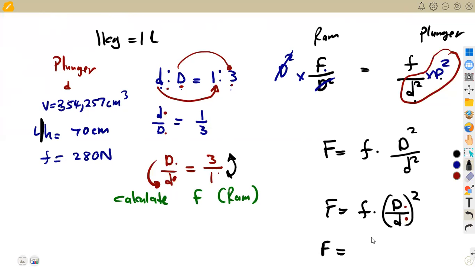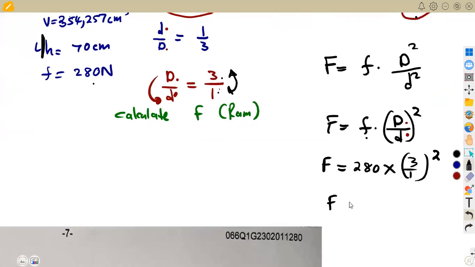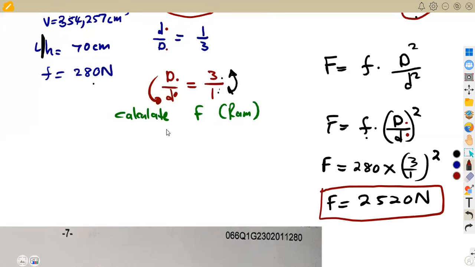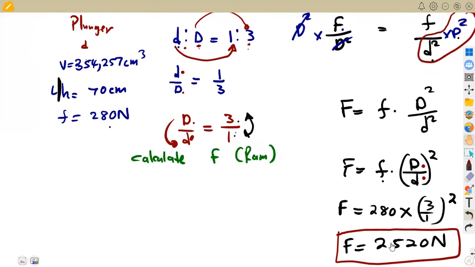So our force on the ram is going to be the force on the plunger, which is 280, multiplied by the ratio. Now we are inserting the numerical values because we are given a ratio of d to d, which is 3 over 1. So it's going to be 3 over 1 squared. So that's it, you're done. The force in this case is going to be 2,520 Newton. With this force we can obtain the mass we are being asked for, because that is what was being raised, our ram, of 2,520.